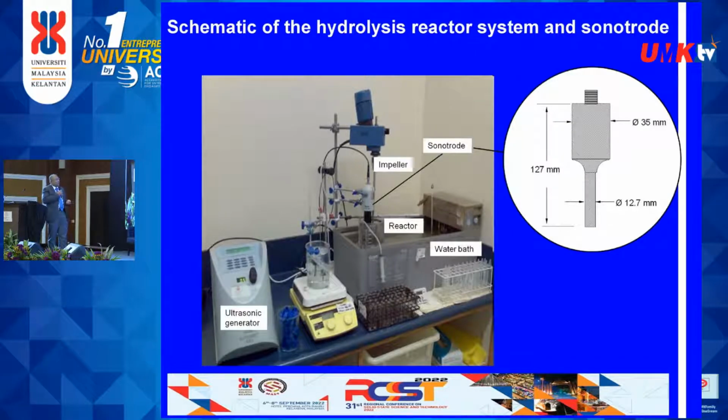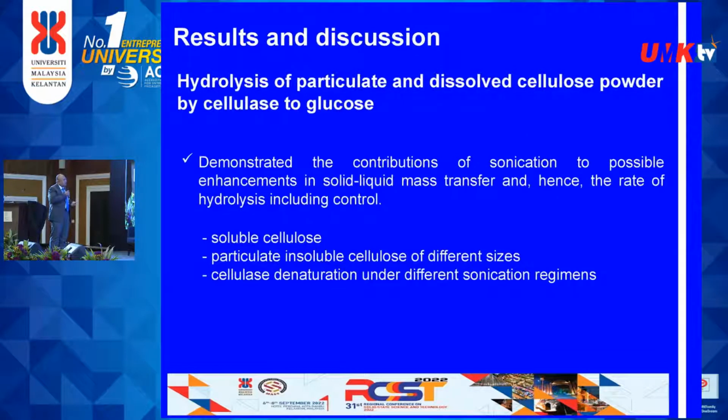Okay, just to make sure that it's easy to control and then easy to do the enzymatic hydrolysis. Yeah? All right. In the results and discussion, we are focusing on the hydrolysis of particulate and dissolved cellulose powder by cellulase to glucose. We demonstrated the contribution of sonication to possible enhancement in solid-liquid mass transfer and hence the rate of hydrolysis, including control. Okay? For the soluble cellulose, for the particulate insoluble cellulose of different sizes, and the cellulase denaturation under different sonication regimens.